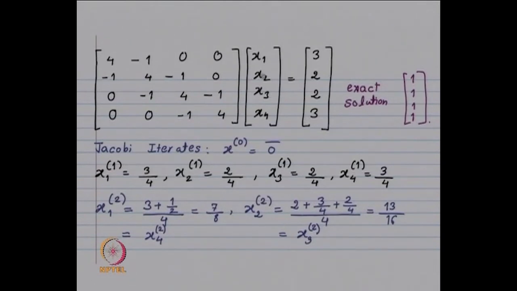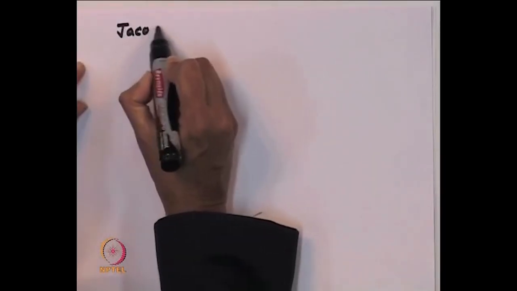Then for the second iterate, the second component is going to be equal to the right hand side 2, plus the value of x 1 1, so that is 3 by 4, plus the value of x 3 1, which is 2 by 4, divided by 4. So you get it to be 13 by 16. You can check that you get the same value for x 3 2, and you get the value x 4 2 to be 7 by 8.